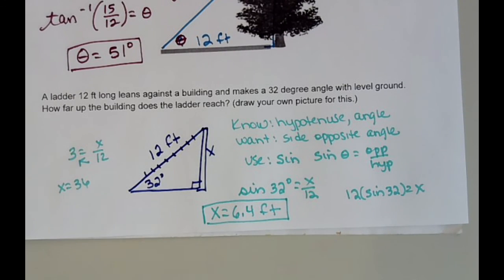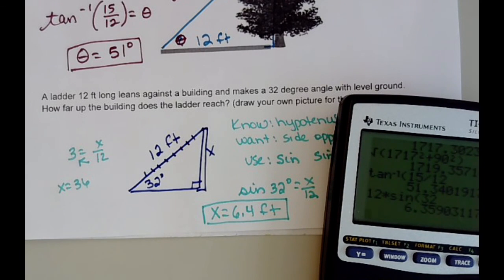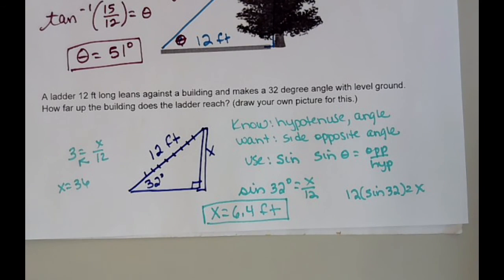Now remember, if I say 6.4 feet, I'm not saying 6 feet 4 inches because it's base 12, which is a foot. And so I'm taking that 0.4 times 12, which is 4.8 inches. So it's 6 feet 4.8 inches if I round.